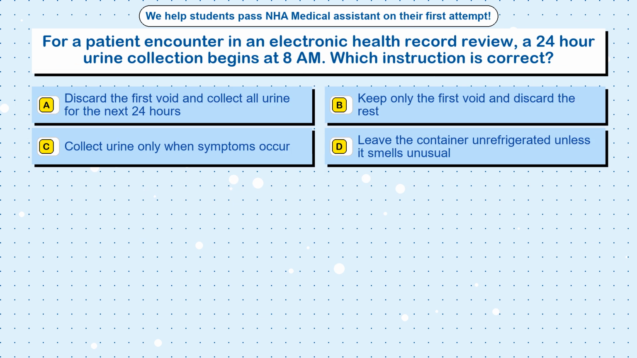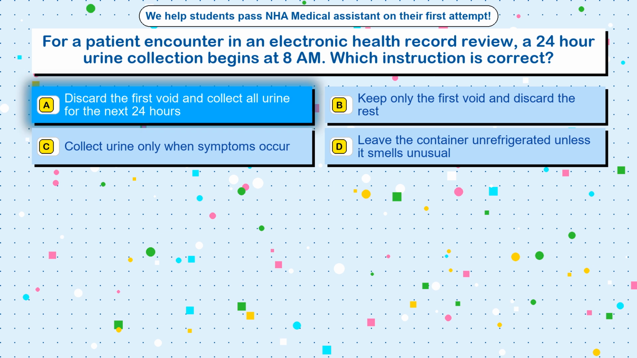Question 42. For a patient encounter in an electronic health record review, a 24-hour urine collection begins at 8 a.m. Which instruction is correct? Option A. Discard the first void and collect all urine for the next 24 hours. Option B. Keep only the first void and discard the rest. Option C. Collect urine only when symptoms occur. Option D. Leave the container unrefrigerated unless it smells unusual. The correct answer is option A. Discard the first void and collect all urine for the next 24 hours.